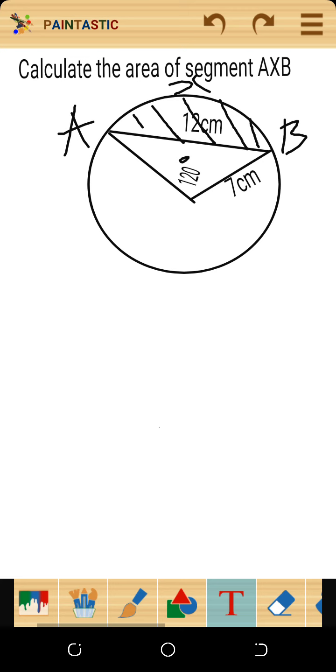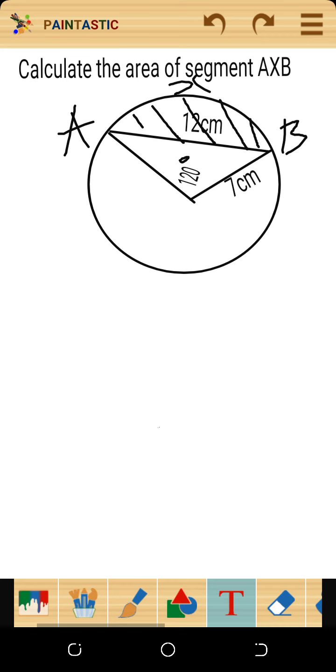The angle that is spanning this sector, this segment, it's 120 degrees, and the breadth of this triangle is 6, and the hypotenuse of this triangle is 7.